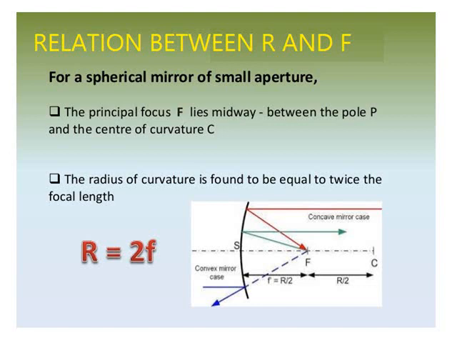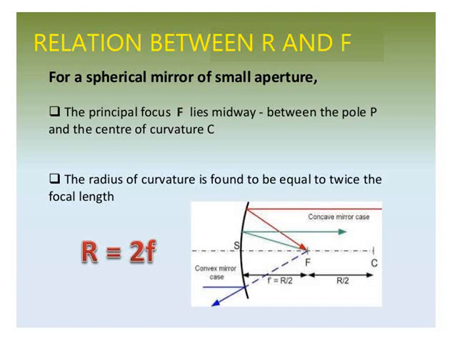So what is the distance PC called? It is the radius of curvature. When the radius of curvature is divided into two equal halves, the first half is called the focal length. So focal length is half of the radius of curvature. If the radius of curvature of a spherical mirror is 10 centimeters, then half the value, that is 5 centimeters, is the focal length of the mirror.